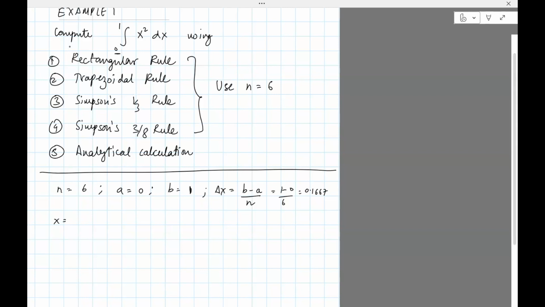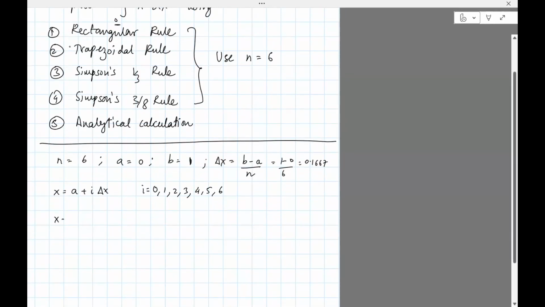Now the grid points X are given by A plus I times delta X, where I will go from 0, 1, 2, 3, all the way to 4, 5, 6, because N is 6. So what we get here is X equals A. A would be 0. I times delta X, so I is 1, 0.1667. Then we have 2 times 0.1667, so 0.3333. Then we'll have 0.5, 0.6667, 0.8333, and 1. 6 points. I equals 0, 1, 2, 3, 4, 5, 6.